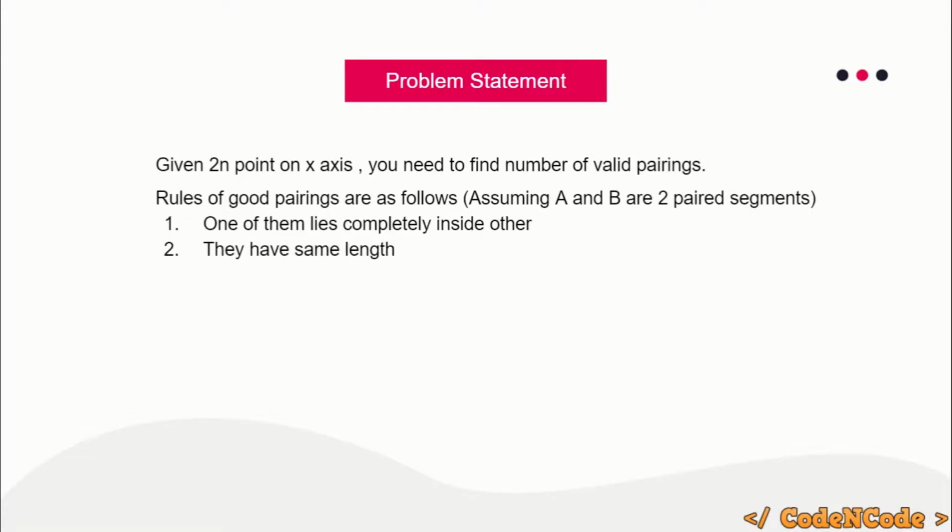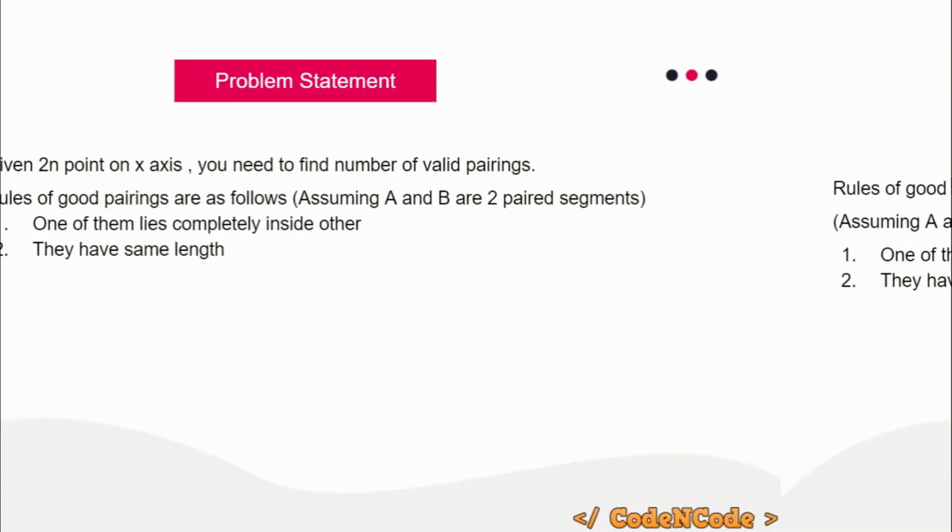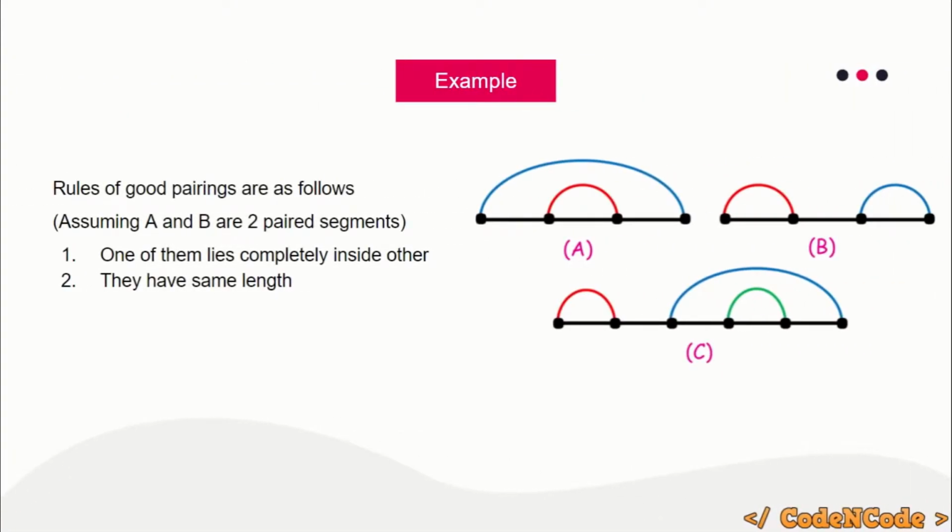The problem statement is: you are given 2n endpoints on the x-axis and you need to find the number of valid pairings. How do we define valid pairings? There are two rules that must be followed. The first rule is that if there are two pairings A and B, then one of them must lie completely inside the other, or they must have the same length. It may seem confusing, so let's go ahead and understand with an example.